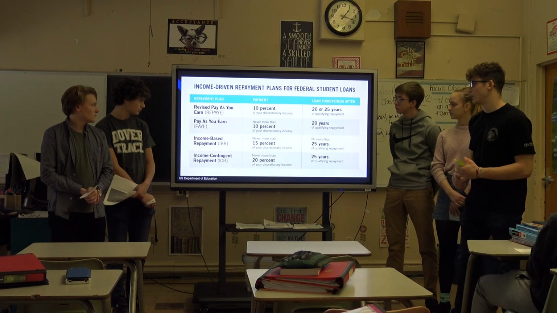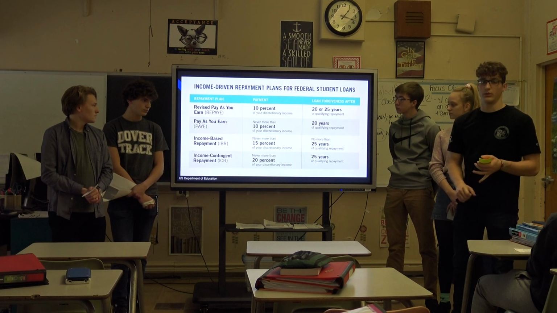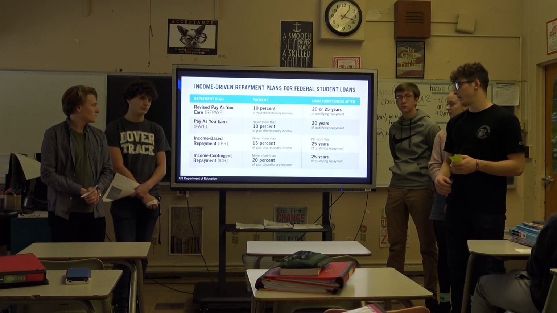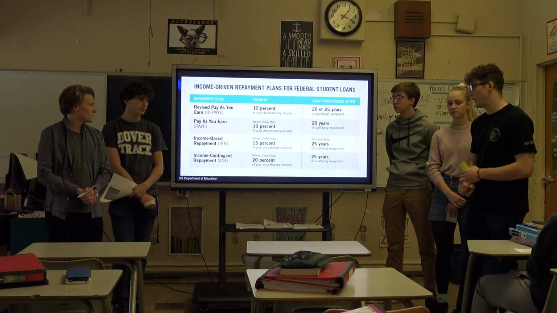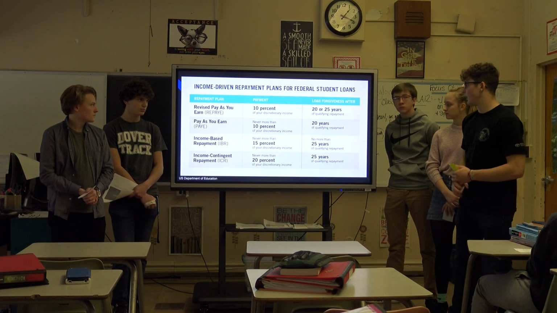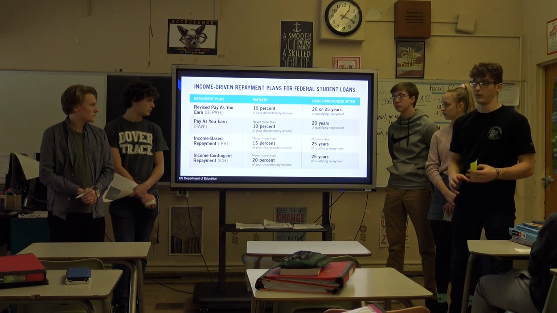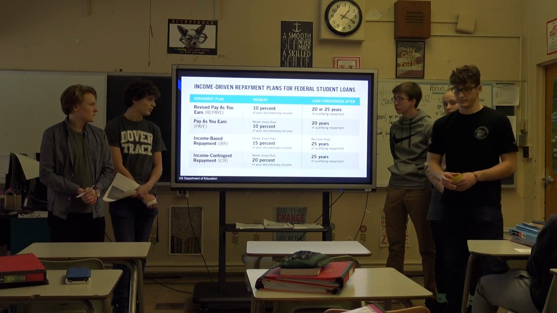As you can see here, there are several different income-driven plans. They're all very similar. The general idea is that your payments will not take up more than 20% of your income, and that percentage rises and falls based on how much you make. And as long as you're meeting those requirements, on an average of 25 years, some as short as 20, if your full debt is not repaid, your loans are forgiven.